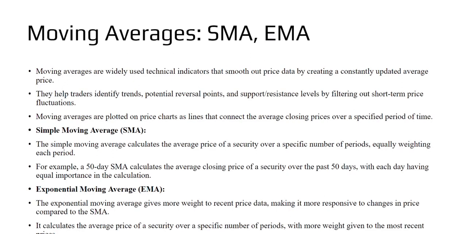So the simple moving average is going to tell you the average over a period of time. Let's take the 50-day. I look at a 50-day SMA every once in a while, depending on what I'm trying to do. It's going to tell you the average closing price of the security over the past 50 days, with each day having equal importance, right? That doesn't take into account recency the way the EMA does, because the EMA is exponential compared to simple.